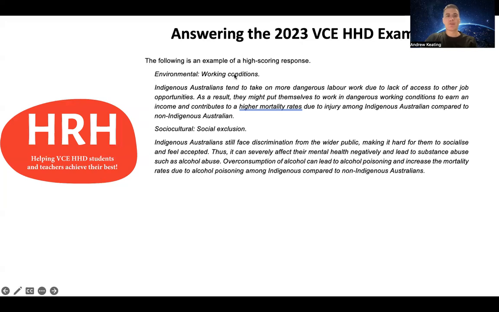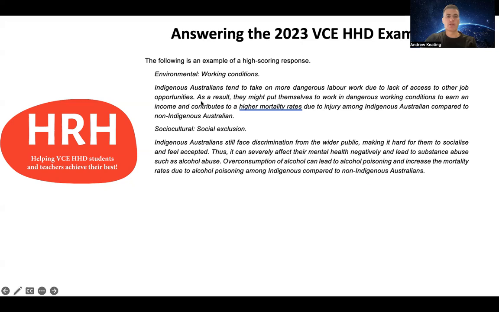So if I was advising my students, I'd be saying something along the lines of, in the first sentence, you should be talking about Indigenous Australians being more likely to work in conditions that are more dangerous compared to non-Indigenous Australians. So you're taking that factor and you're comparing Indigenous versus non-Indigenous. And then in the second sentence, you have to obviously link that into the particular variation in health status. And in this case, we're talking about either higher mortality rates of injury or poisoning.